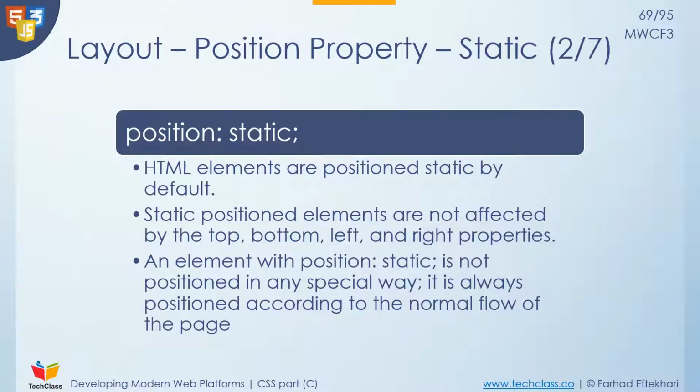Okay, the first one is position static. HTML elements are position static by default. So if you don't mention position static, the browser will assume it is static. Static position elements are not affected by the top, bottom, left, and right properties. An element with position static is not positioned in any special way. It is always positioned according to the normal flow of the page. So if you have different properties, different HTML tags, mentioned in an order, the browser will place them in that exact order, without any other consideration, as a normal flow.